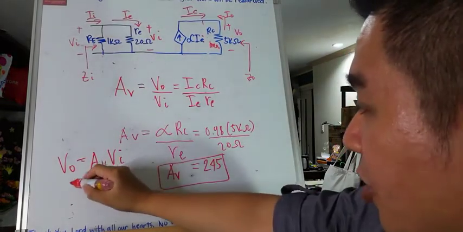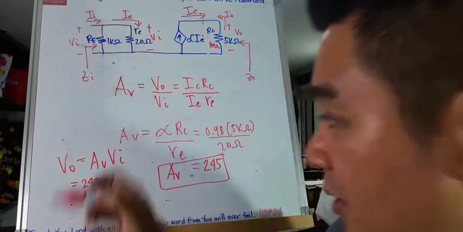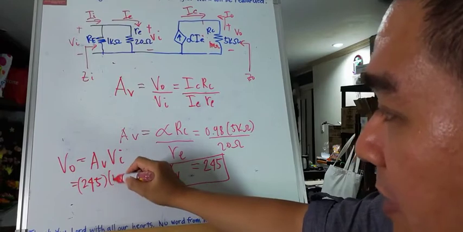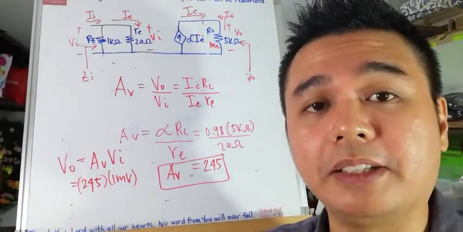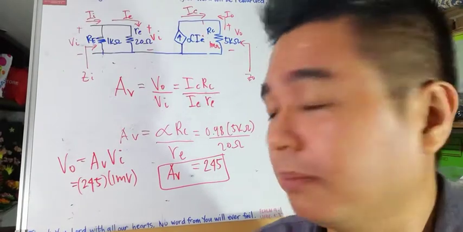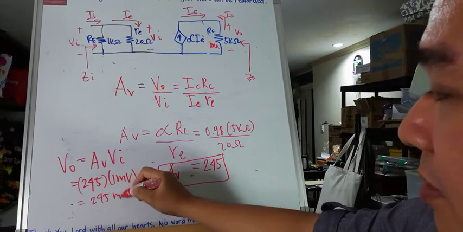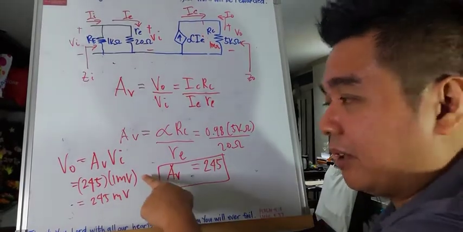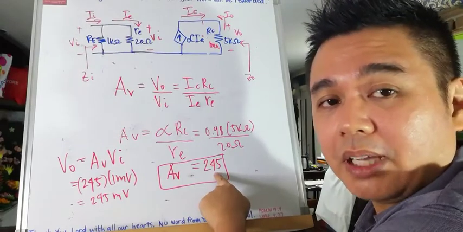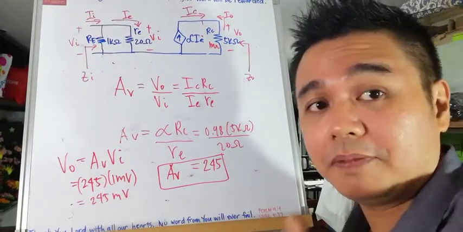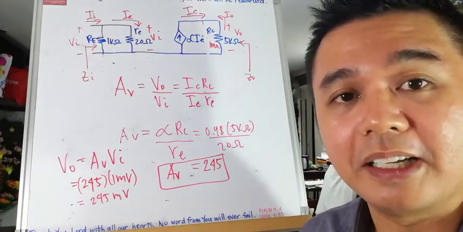So ito yung ating voltage gain. We have 245. Unitless siya. For example, ang input natin ay 1 millivolt RMS. So I hope you remember yung RMS value natin, no? From Electronics 1. So therefore, this is equal to 245 millivolts. So nagpasok tayo ng 1 millivolt. Dahil may voltage gain ka ng 245, ang output mo nag-amplify. Naging 245 millivolts na siya ngayon.